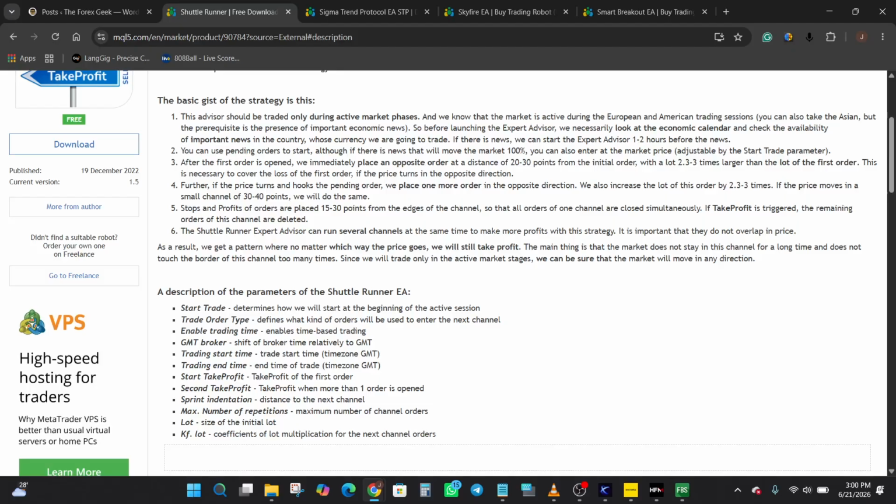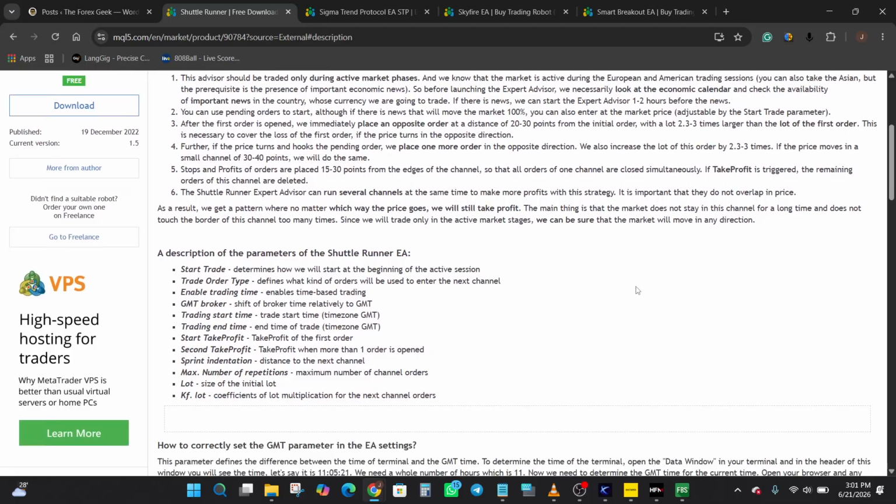So if price continues moving back and forth within a defined range, the EA can continue placing additional opposite orders while increasing position size according to the configured lot multiplication factor. The marketplace description also states that take profit and stop loss levels are positioned around the channel boundaries, allowing orders within the same channel to be managed together.